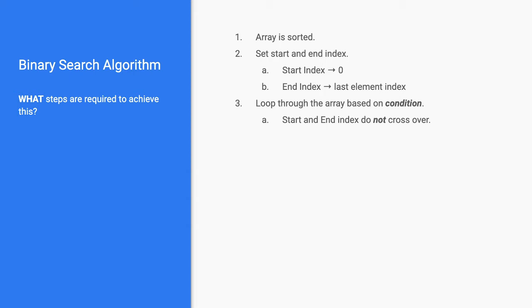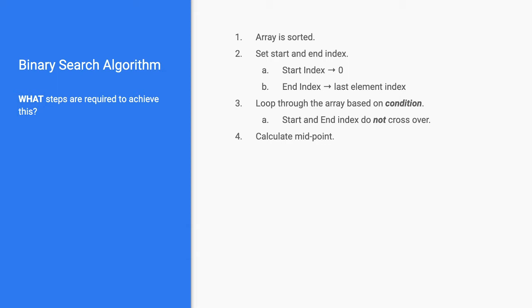How do we know that the start and the end index have crossed? When the value of the start index becomes greater than the end index, this means that they have crossed each other. As long as the start index remains smaller or equal to the end index, we continue the loop.